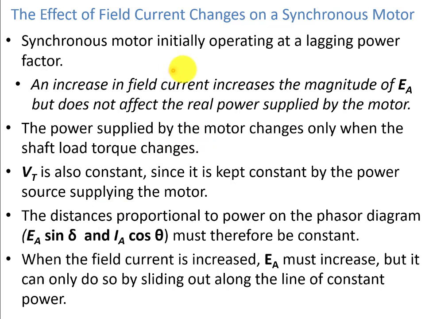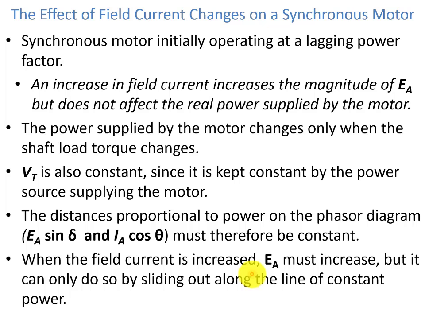So the synchronous motor is initially operating at lagging power factor, and an increase in the field current increases the magnitude of EA but does not affect the real power supplied by the motor. So the power supplied by the motor changes only when the shaft load torque changes, as we know. So VT, or terminal voltage, is also constant, since it is kept constant by the power source supplying the motor. The distance is proportional to the power on the phasor diagram. EA sin delta and I cos theta must therefore be constant.